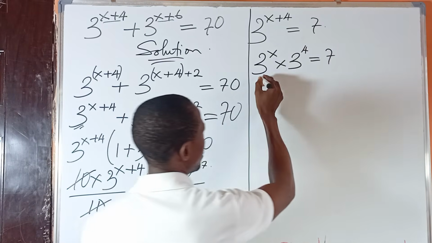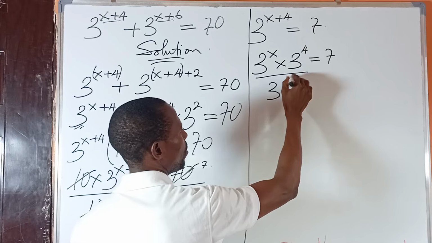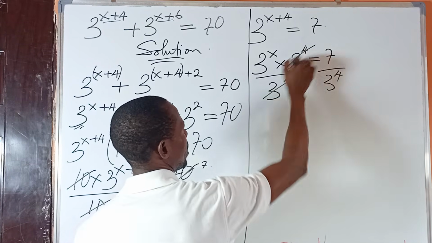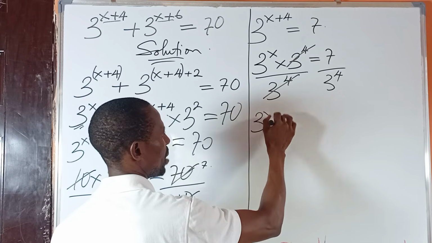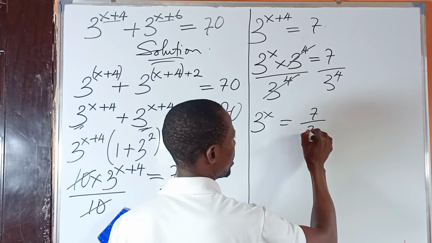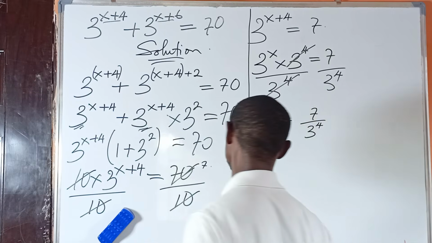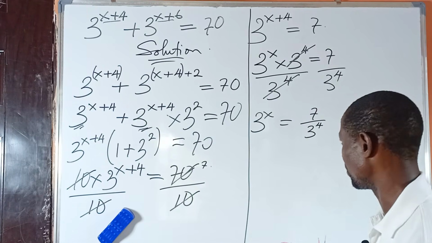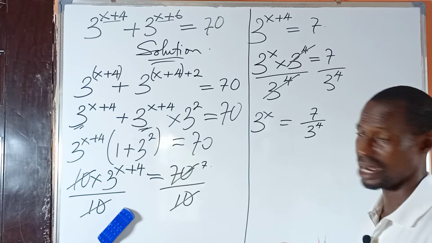Okay, so we just have to divide by 3 to the power of 4. We equally divide this side by 3 to the power of 4, so this and this will leave. We now have 3 to the power of x is equal to 7 all over 3 to the power of 4. So what we do here, we just have to log both sides of the equation. That is the only way out here.